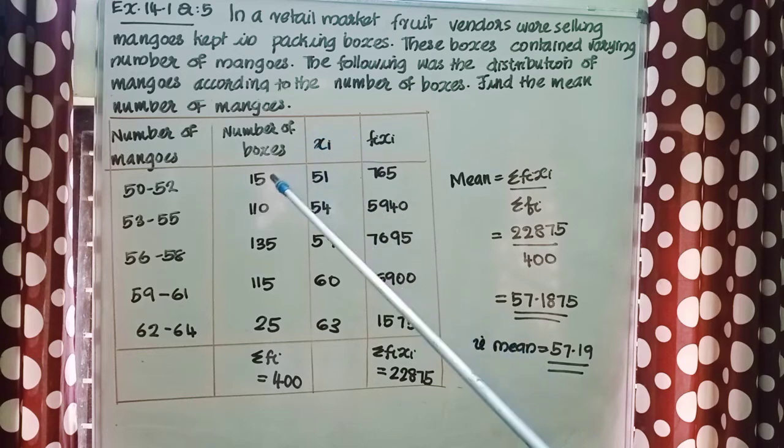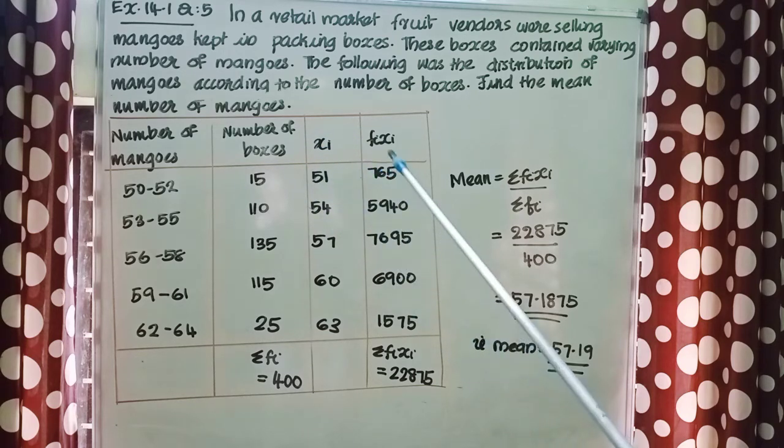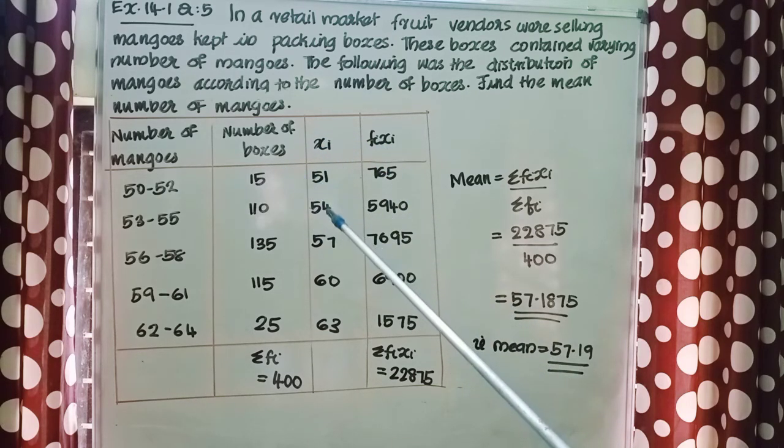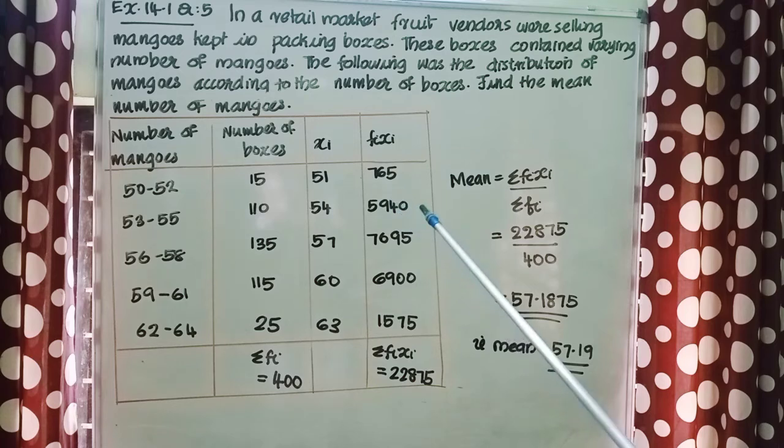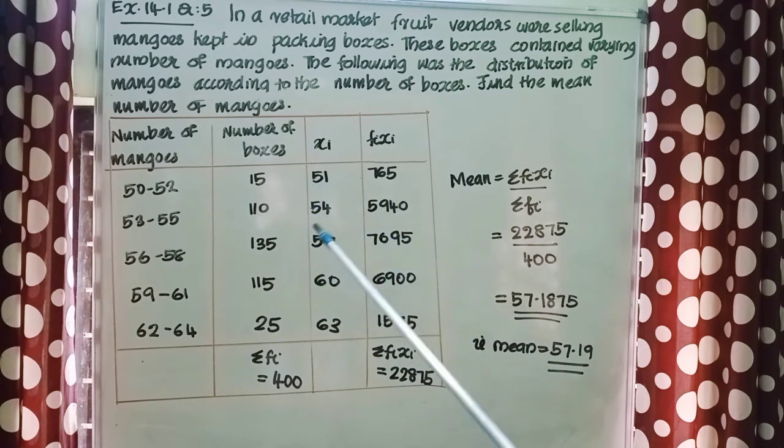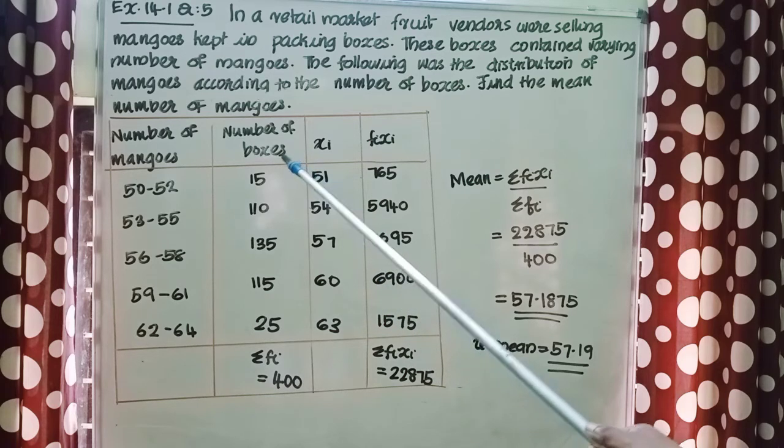Fi Xi column: 15 into 51, 765. 110 into 54, 5940. 135 into 57, 7695. 115 into 60, 6900. 25 into 63, 1575. Fi column sum 400.